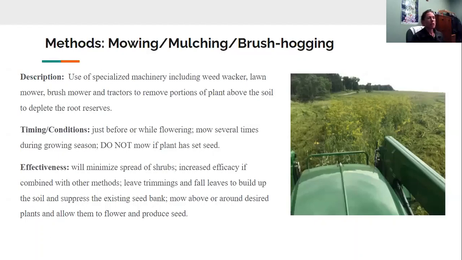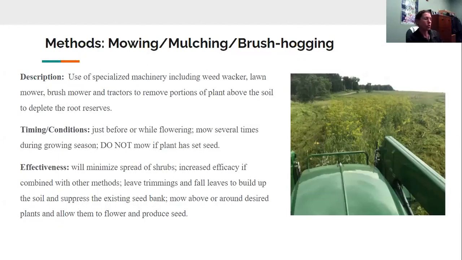And the best time to mow is just before or just as the plants are flowering. And the reason why is because plants take a lot of energy to produce flowers, and you want to hit the plants just as they're utilizing most of their reserves in their roots.